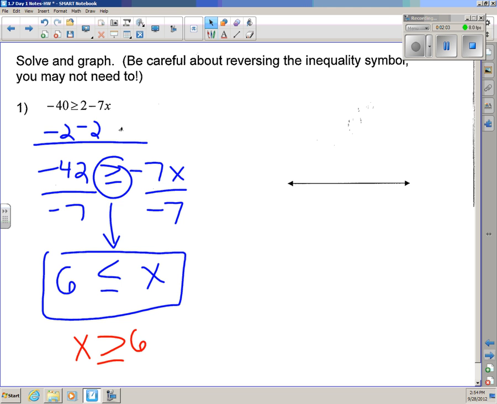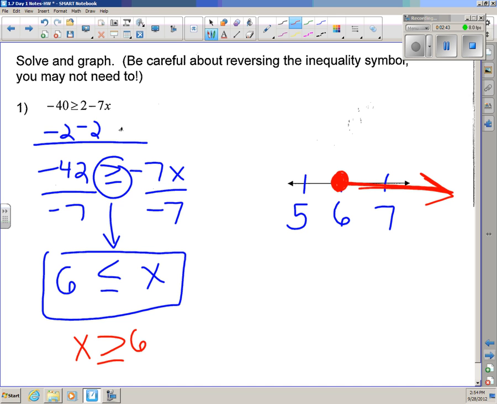I'm rewriting the solution. My variable is on the left, but my inequality symbol is still opened up towards the variable. When I come to my number line, I always want to put my solution point in the middle, and then I want to put a number immediately to the right and to the left of 6, which means 5 would come on the left, 7 would come on the right. The fact that it's a greater than or equal to means I've got a closed circle, because 6 is greater than or equal to 6. And then what other values are greater than or equal to 6? Well, it's anything to the right: 7, 8, 9, 10, etc.